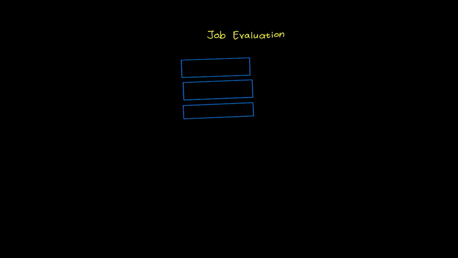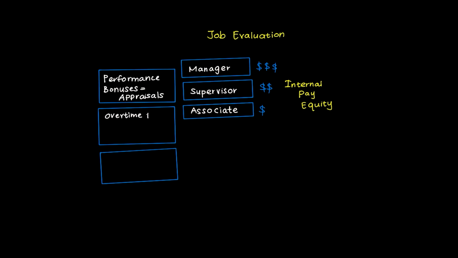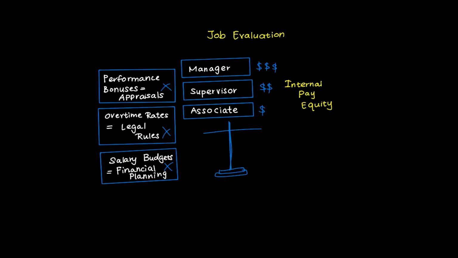Job evaluation determines the relative worth of different jobs within an organisation to establish internal pay equity. The goal is making sure similar work gets similar pay and more demanding jobs get appropriately higher compensation. Individual performance bonuses come from appraisals, not job evaluation. Overtime rates come from legal requirements. Salary budgets are financial planning decisions. Job evaluation specifically answers, how does this job compare to other jobs in terms of value to the organisation? That comparison creates fair internal pay relationships.